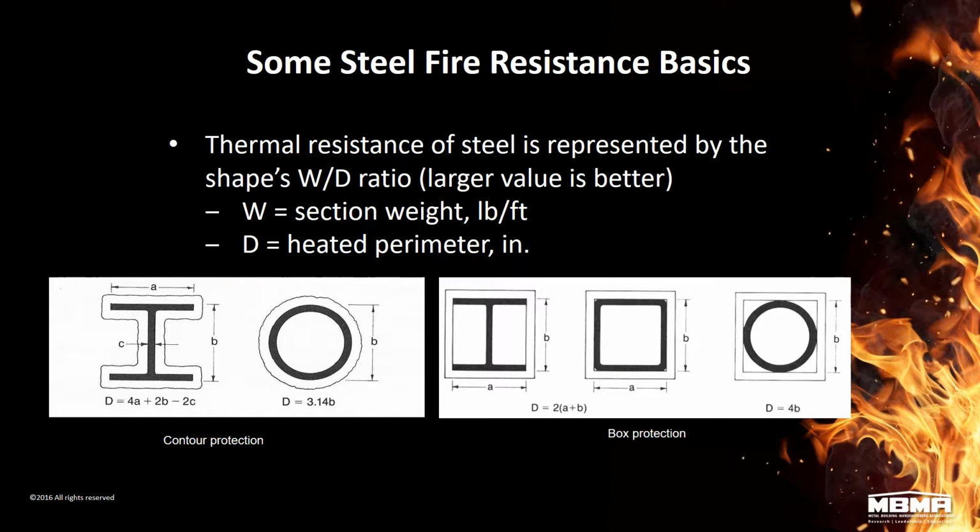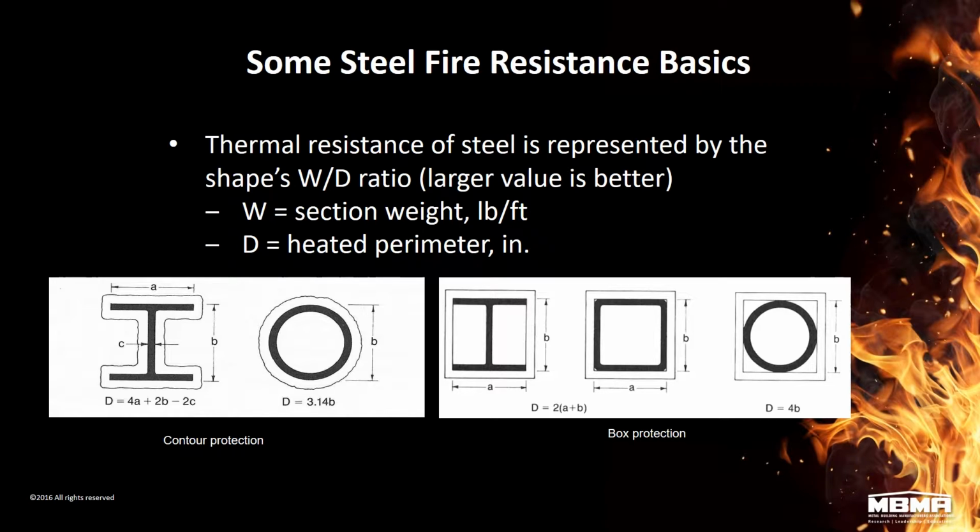One way to quantify the fire resistance of steel is this W/D parameter or ratio, and this is the ratio of the section lineal weight, so it's pounds per foot, and the denominator is the heated perimeter of the shape. In terms of protection, we can have what's called contour protection, which is applied around the profile of the shape itself, as you can see, and this is normally with your spray applied material or your intumescent coatings.